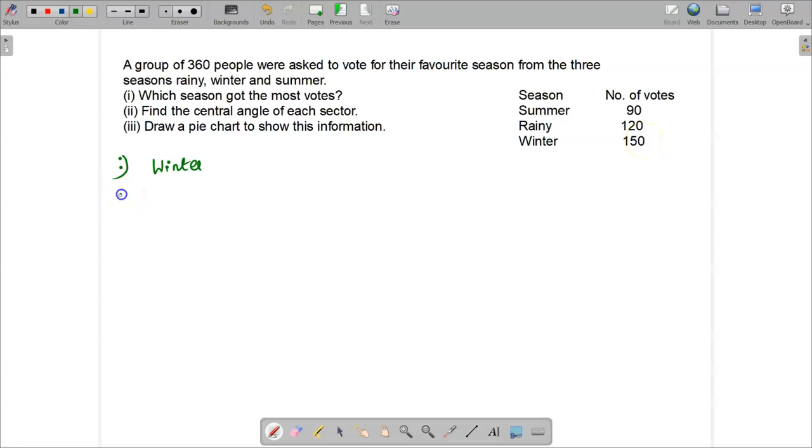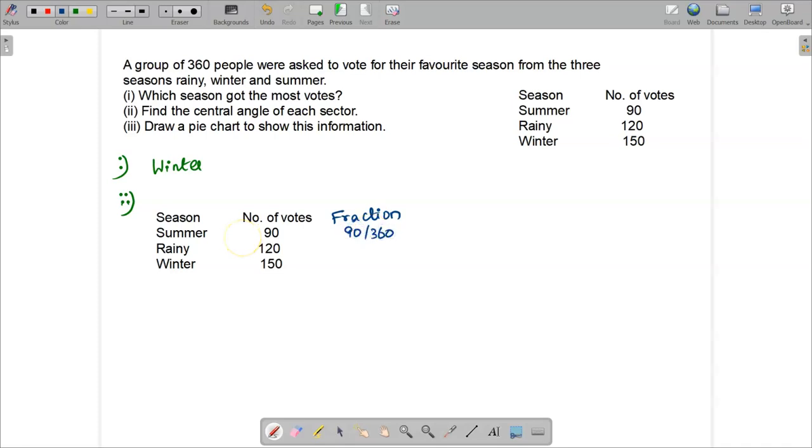Then the second subdivision asks us to find the central angle of each sector. In order to find the central angle of each sector, I have to find the fraction first. How will you find the fraction? For the summer season, the number of votes is 90. So 90 divided by the total number, and in the question itself they have given that it is 360. So the fraction is 90 divided by 360.